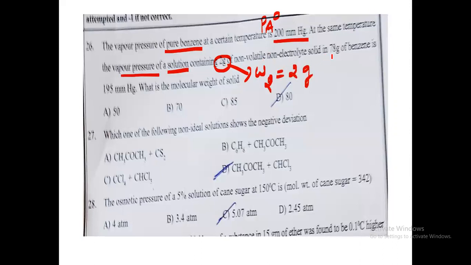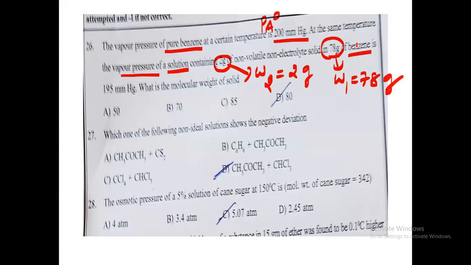Now the first one is: the vapor pressure of pure benzene, that is the pure solvent, at a certain temperature is given as 200 mm. So that is PA naught, the vapor pressure of pure solvent. At the same temperature, the vapor pressure of a solution containing 2 grams of non-volatile, non-electrolyte solute is given. 2 grams is W2, the weight of solute, dissolved in 78 grams of benzene. The weight of solvent benzene is given as 78 grams.